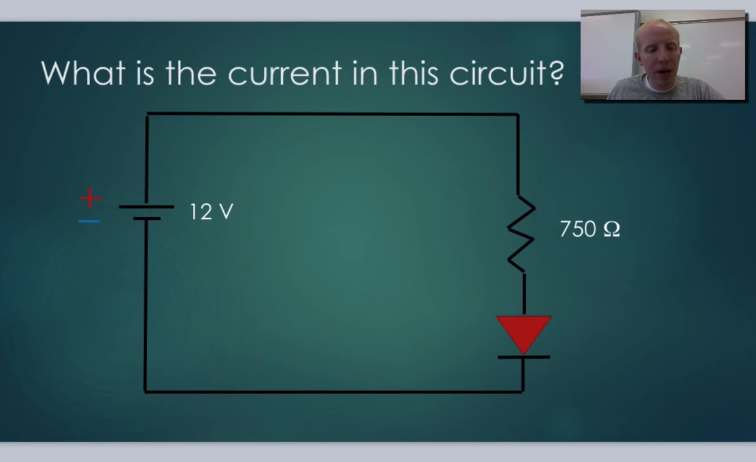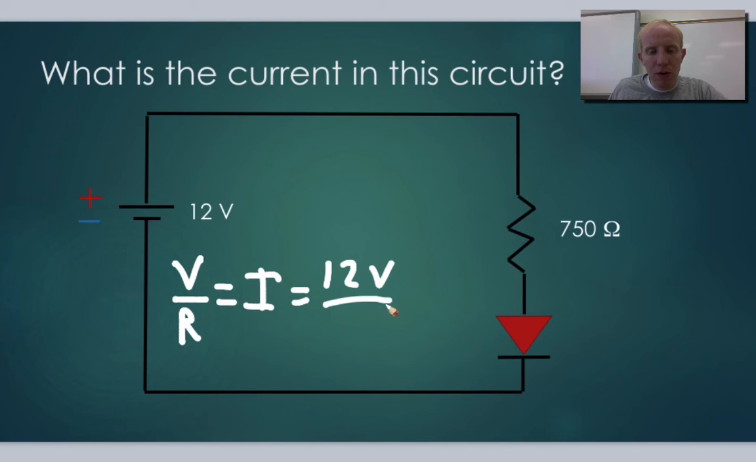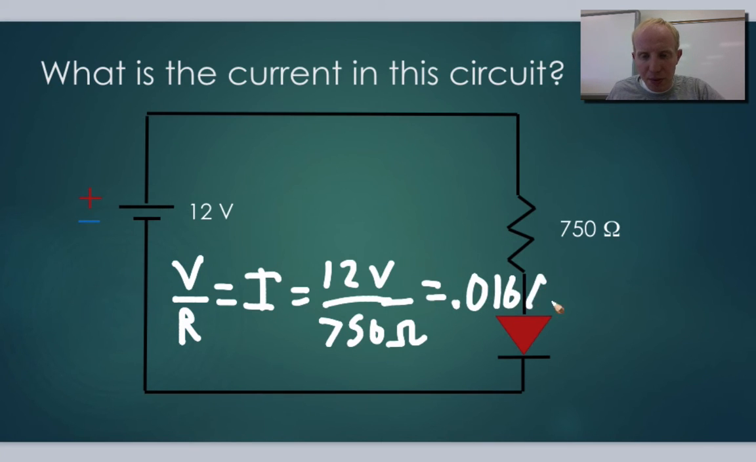But if you do it right, after you rewrite the equation, you have V over R equals I. So that would be 12 volts over 750 ohms. And so that is 0.016, very close to the same answer, 0.016 amps. Or in other words, again, we wanted milliamps, so this is 16 milliamps. But there you go.